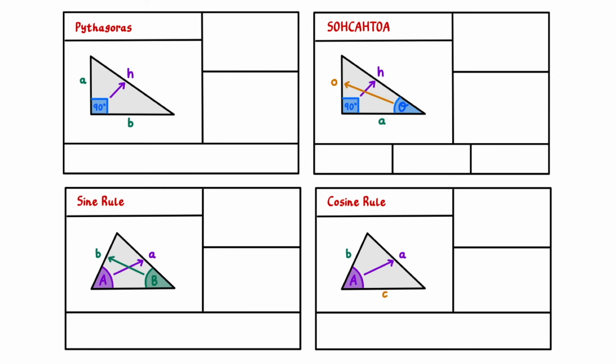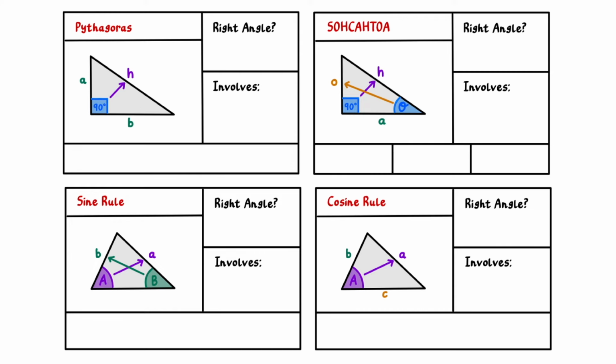In our analysis, we'll focus on 2 crucial questions. First, does the method require a right-angled triangle? And second, how many sides and angles are involved? As we'll see later, being able to answer these questions is the key to correctly choosing the appropriate strategy.